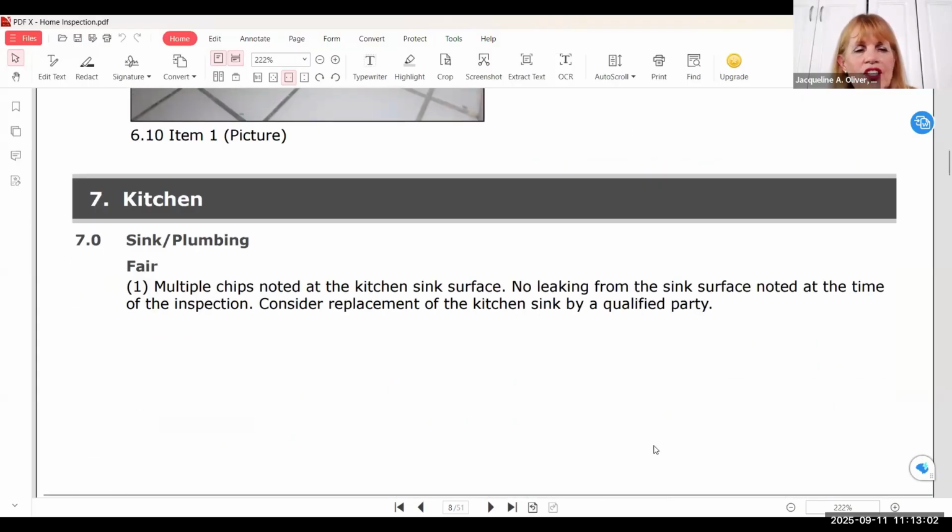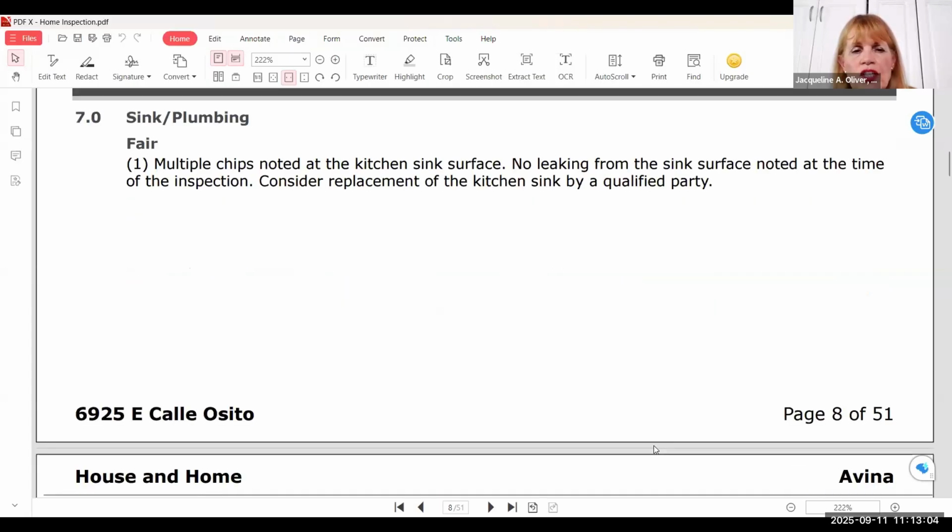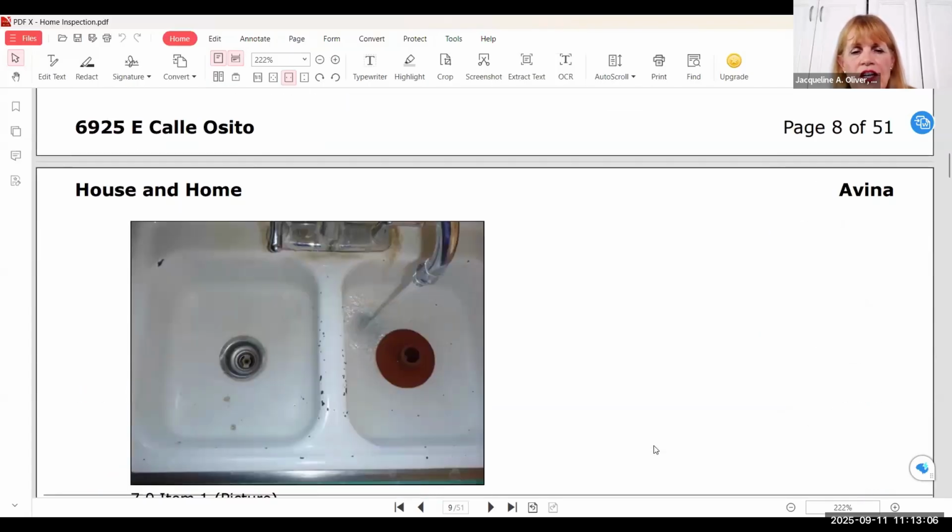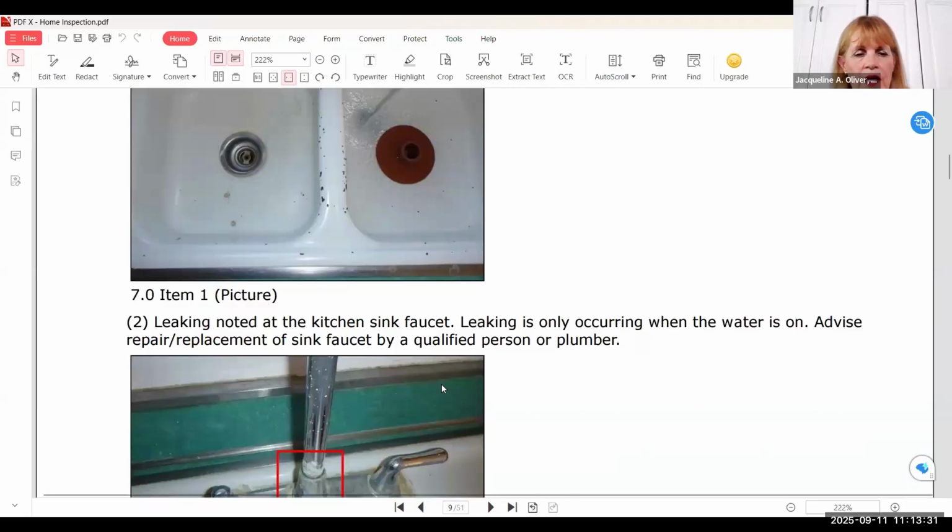So, kitchen fair, multiple chips at the kitchen. See, there's the sink. You see the rust all around. I don't know if you can see my cursor, but there's rust all around and chips, and you can see the drainage there, and it looks like there's a drain there, but the drain cover is upside down, and then there's some sort of a drain cover on the other sink.